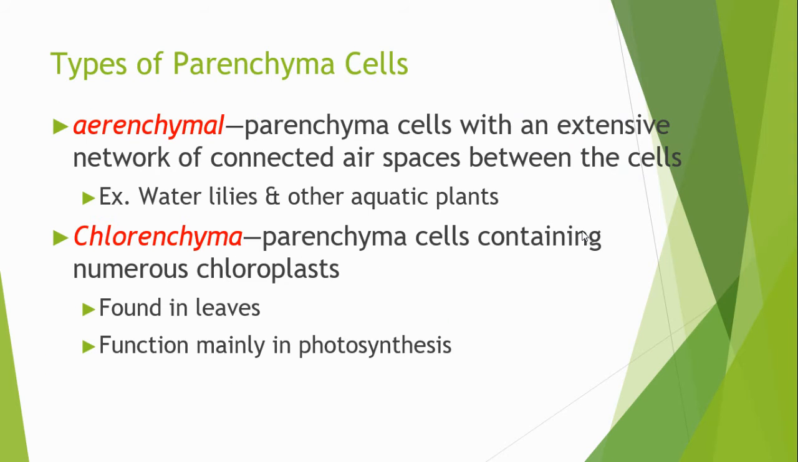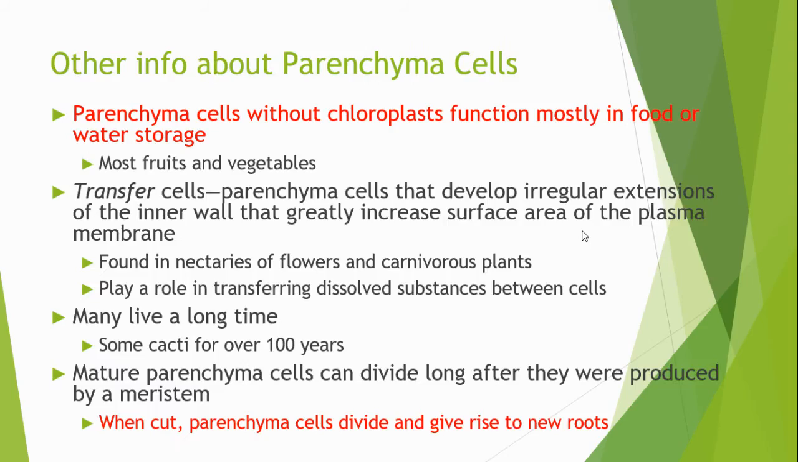Here are some types of parenchyma cells. We have the aerenchyma, which is a parenchyma cell with an extensive network of connected air spaces between the cells. For example, water lilies and other aquatic plants would need to have air spaces in their cells. It's going to keep them lifted up so that they don't submerge too much in the water. And chlorenchyma, which are parenchyma cells that contain a lot of chloroplasts. So these are going to be found in the leaves, and their function is photosynthesis.